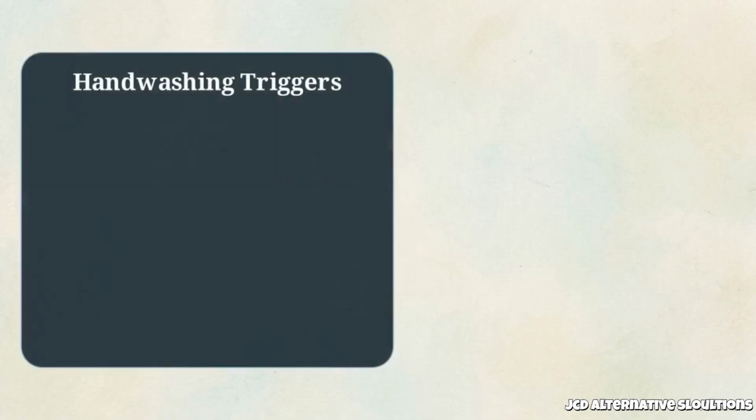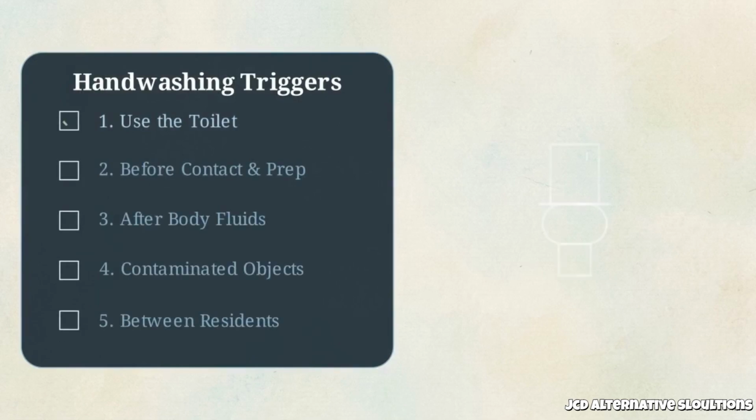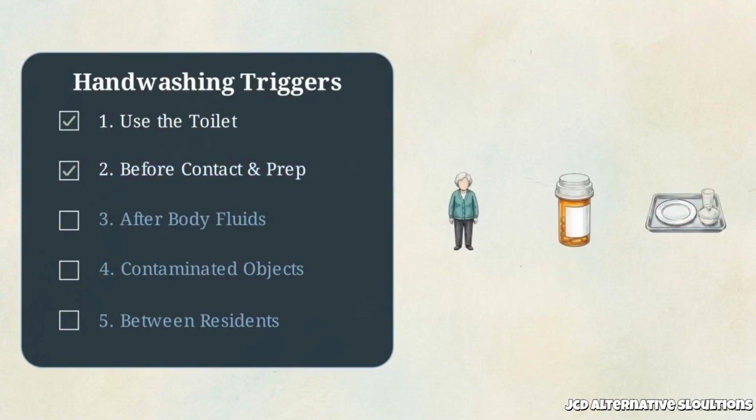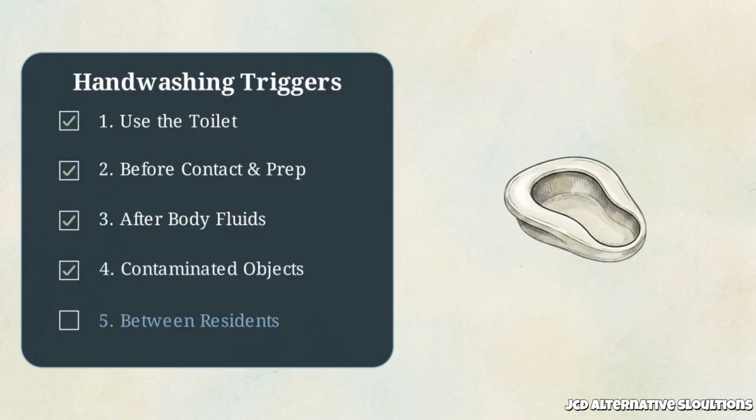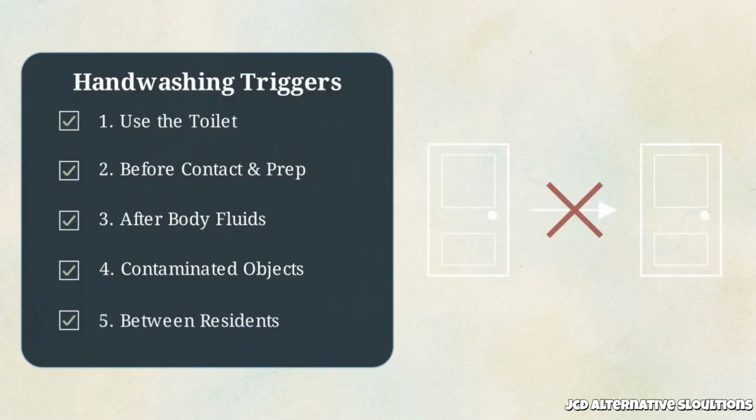Our hand-washing checklist has 6 specific mandates. The first trigger occurs every time you use the toilet. Second, you must wash before any direct contact with a resident, before dispensing medications, and before handling food. Third, wash immediately after contact with any body fluids, such as blood, urine, or wound drainage. Fourth, wash your hands after handling potentially contaminated objects, like used basins or bed linens. Fifth, you must wash between direct contact with different residents to prevent carrying pathogens from one room to the next.